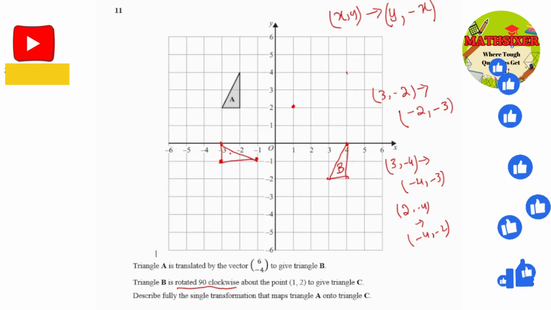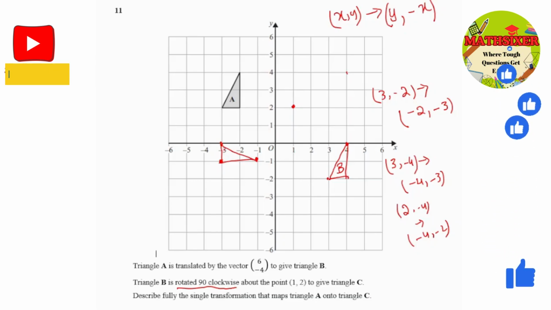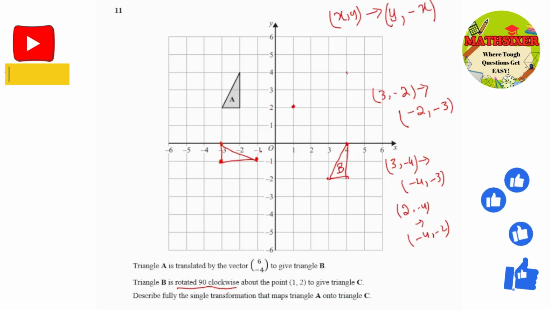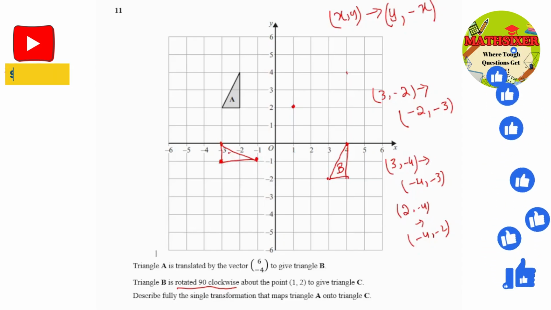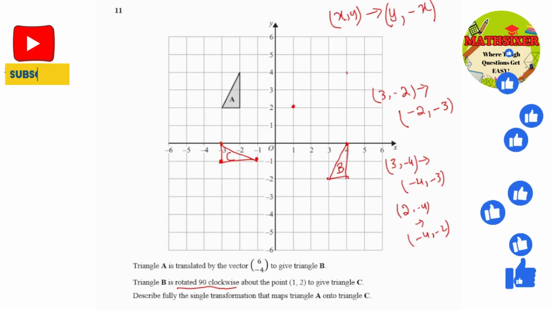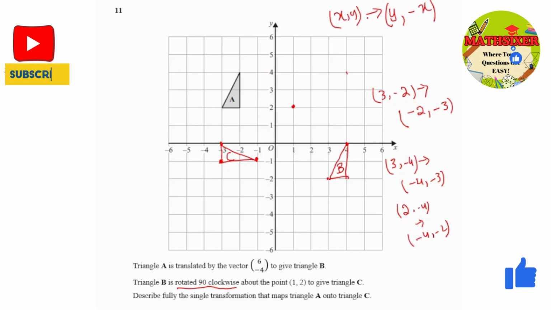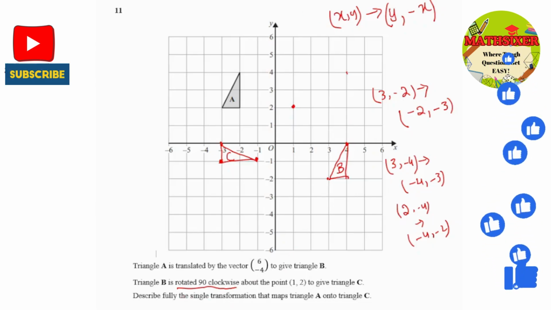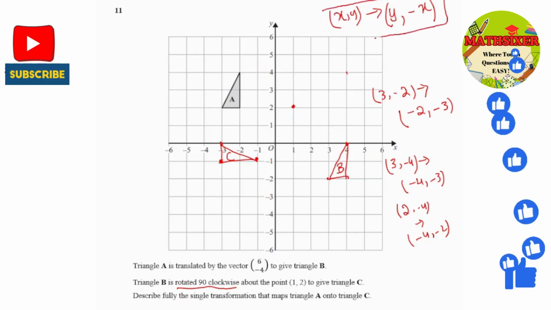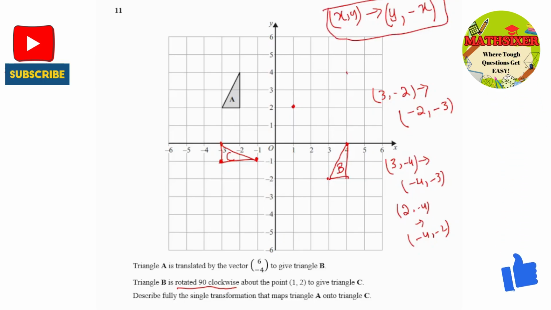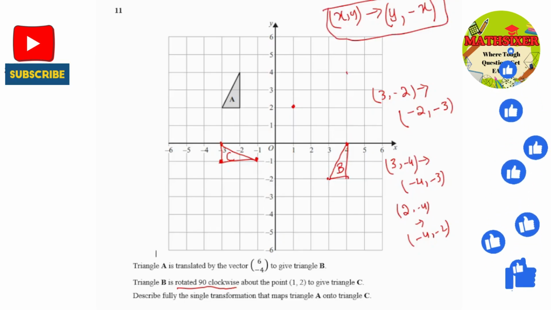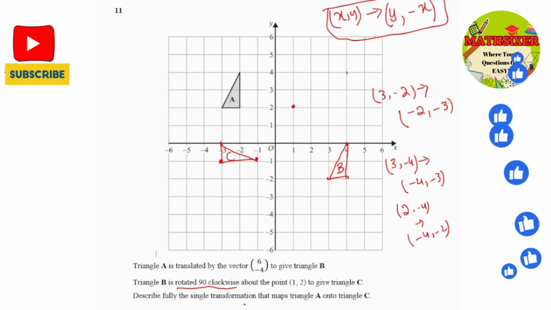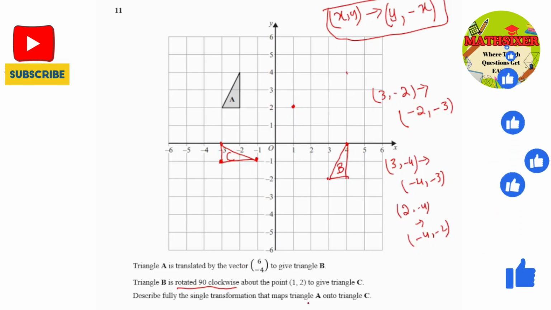So the coordinates we have are minus 3, 0, minus 3, minus 1 and minus 1, minus 1, and this is our triangle C. You just need to remember this rule. X, y is converted into y and minus x when we are rotating 90-degree clockwise. This is quite simple if you remember this rule when you are rotating 90-degree clockwise. Okay, so now they're asking this question: describe fully the single transformation that maps triangle A onto triangle C.